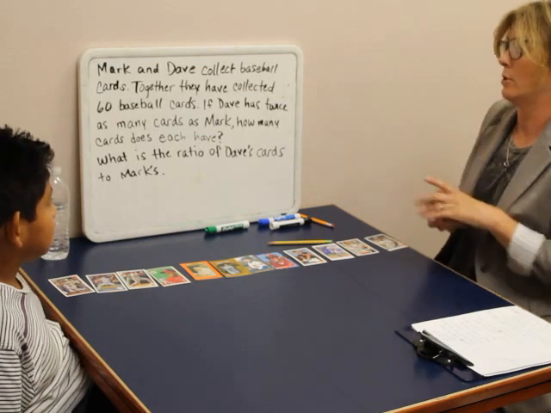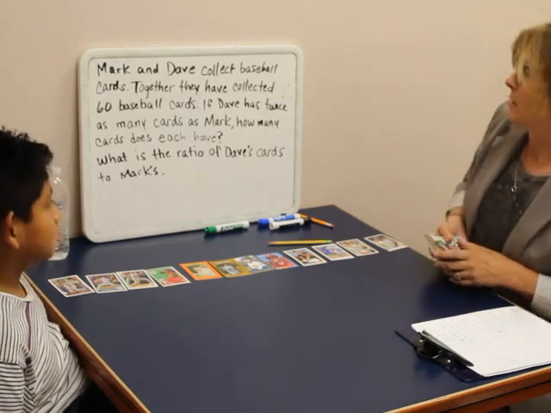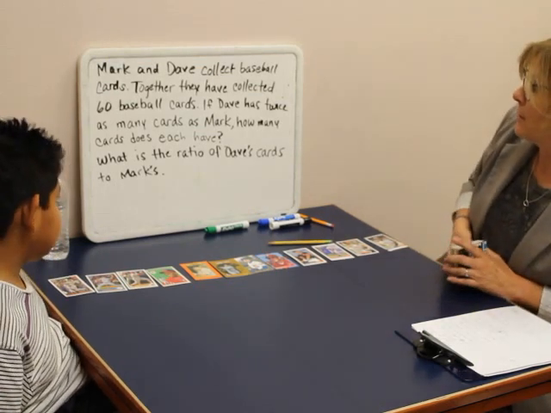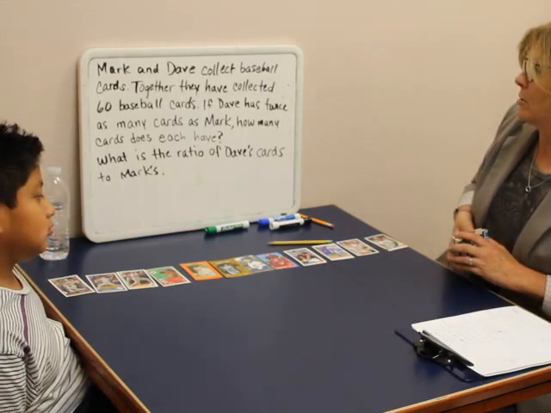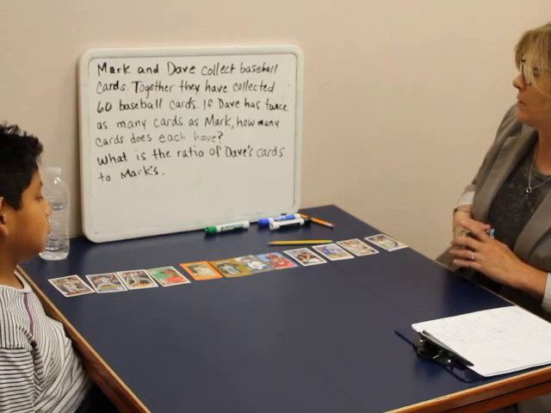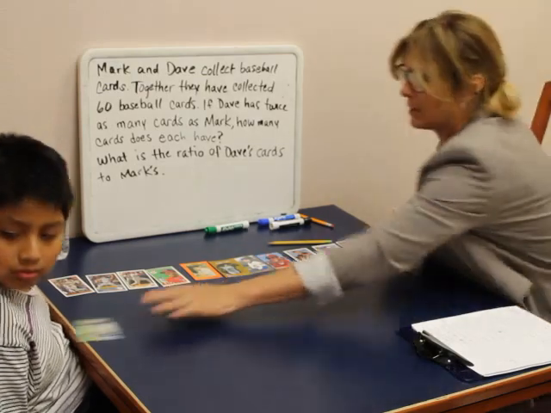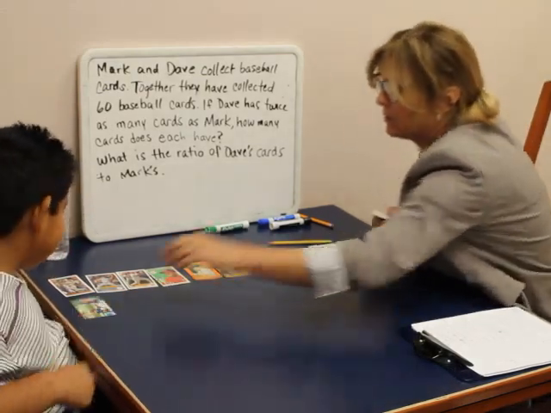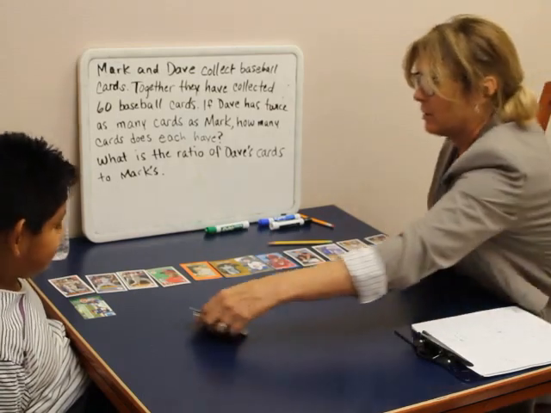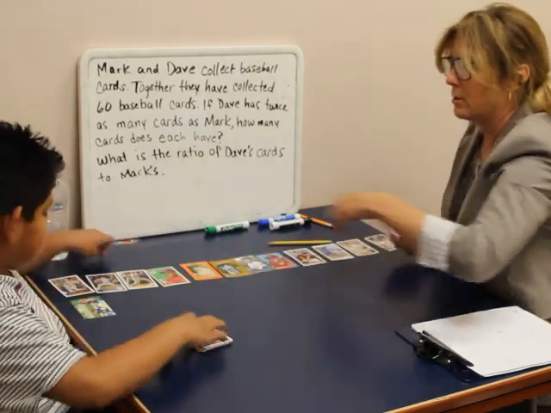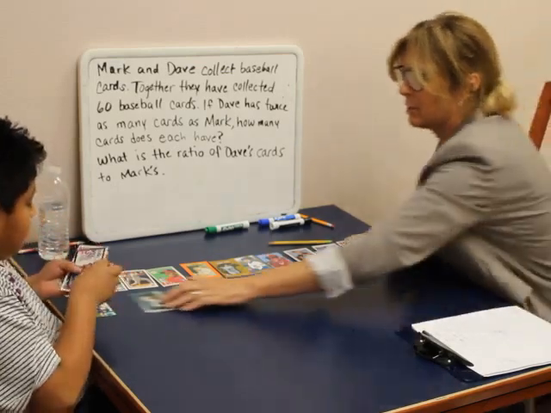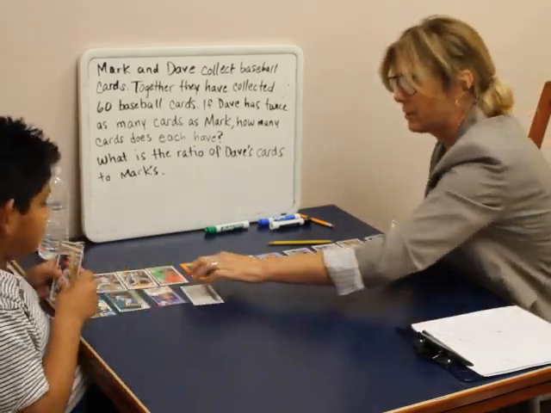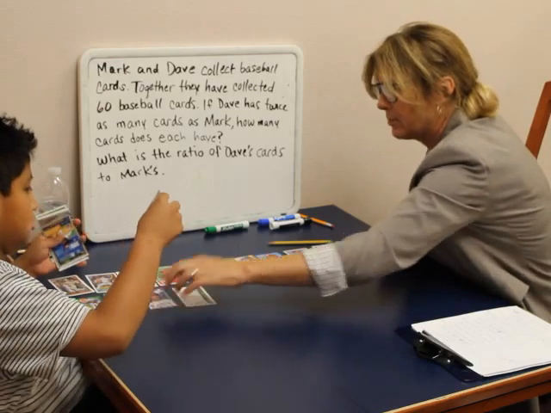So let's solve the first question. It's asking us if they have 60 cards together and Dave has twice as many cards, how much will each have? So let's first get our 60 cards laid out on the table. Oops. Maybe you can help me out with that. We're going to try and keep the cards in rows, and we'll get them all laid out on the table here. Right side up as well.